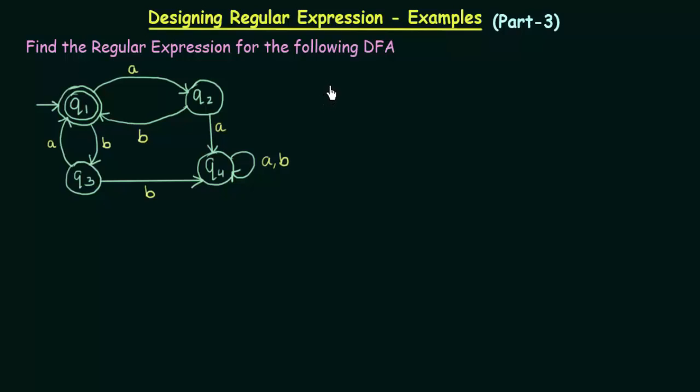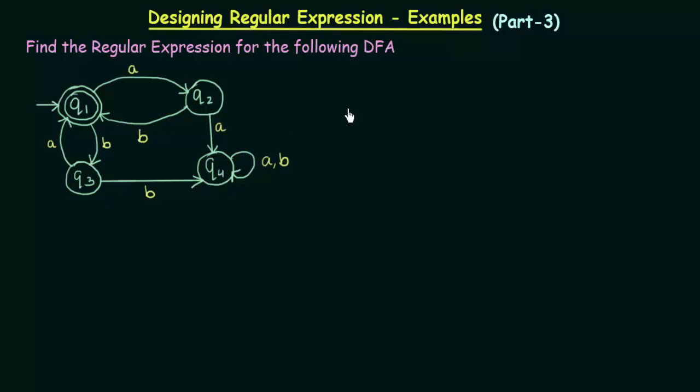In this lecture, we will be seeing another example of finding the regular expression for the given DFA. So here we have another DFA given, and we have to find the regular expression for this DFA. We have states Q1, Q2, Q3 and Q4, where Q1 is the initial as well as the final state, and we have inputs A and B.